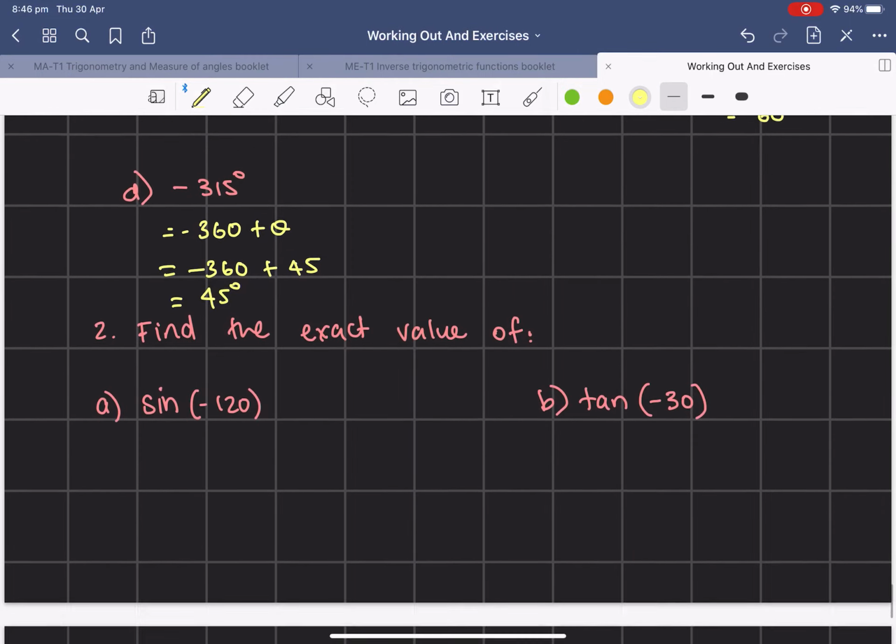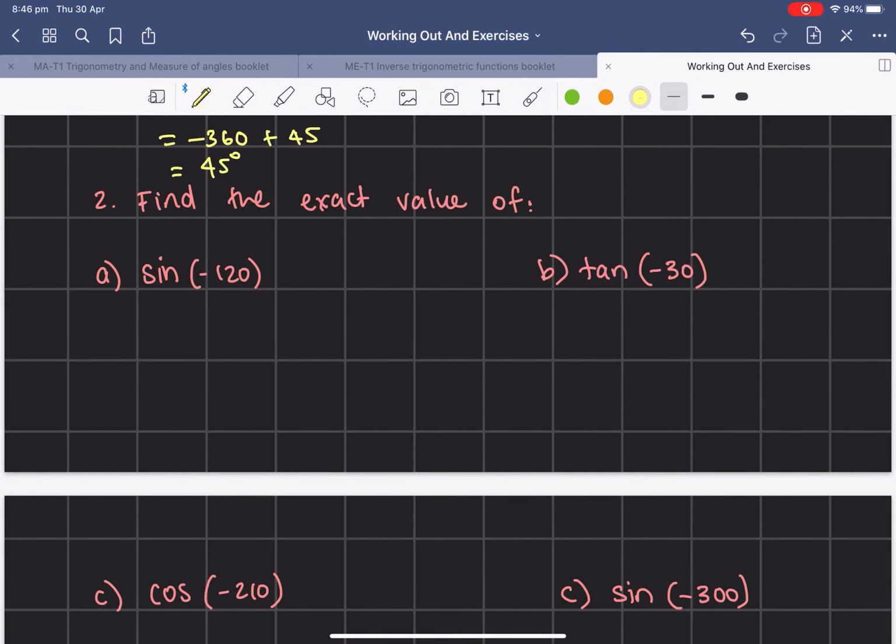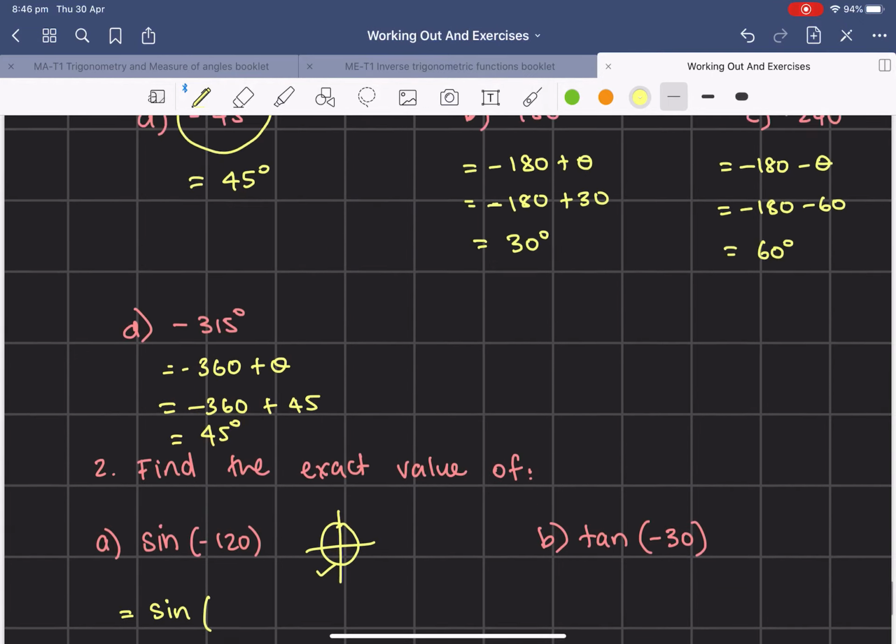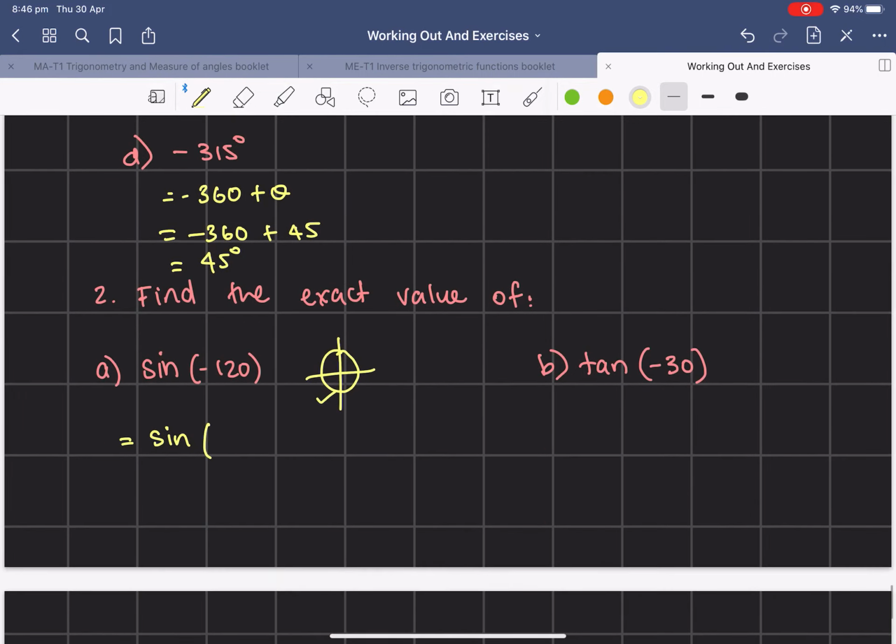so what we're going to do now is we're going to find the exact value of a couple of negative ones. So again, first thing I need to do is work out which quadrant it's in. So negative 120 is in the third quadrant. So in the third quadrant, it's going to be the same as negative 180 plus theta. So negative 180 plus what will give me negative 120? It's going to be plus 60.